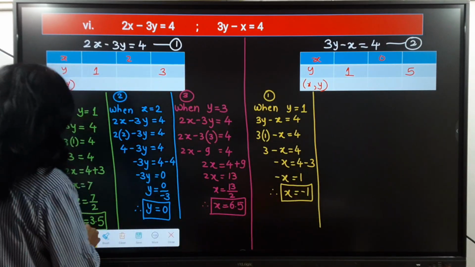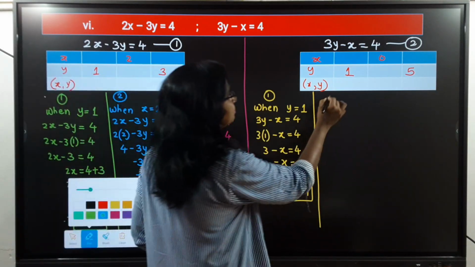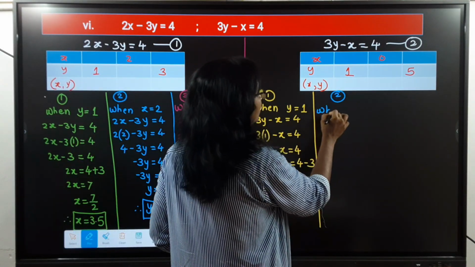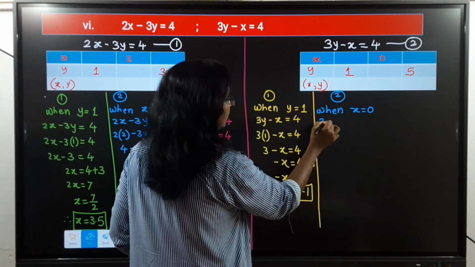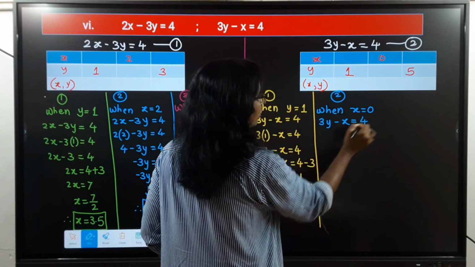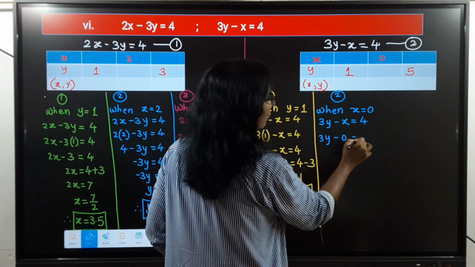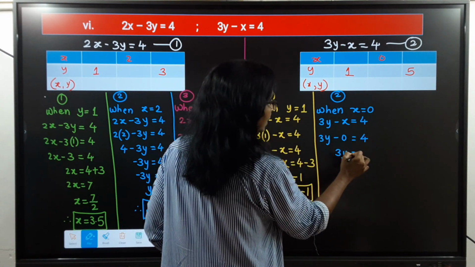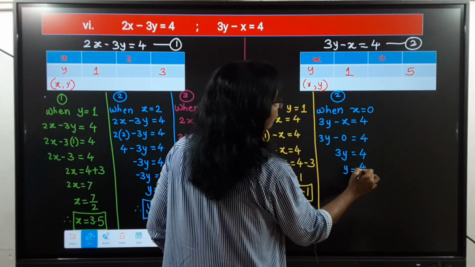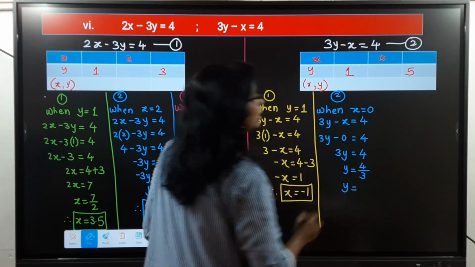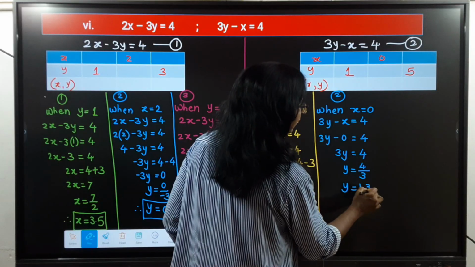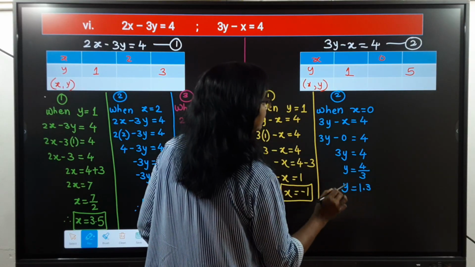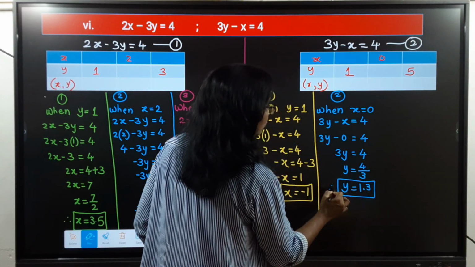So now here, the second one, students. The second one is when x is equal to 0. Therefore in the equation 3y minus x is equal to 4, 3y minus 0 is equal to 4. Therefore 3y is equal to 4. Therefore y is equal to 4 upon 3. And in the decimal form, students, 3 ones are 3, and 3 threes are 9. So therefore y is equal to 1.3.